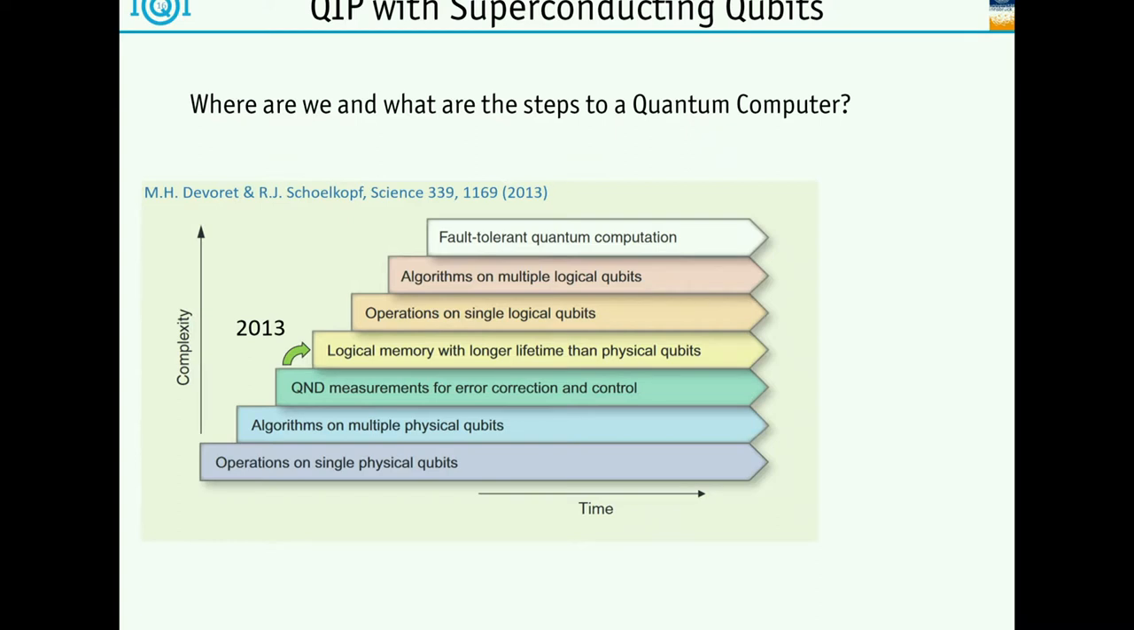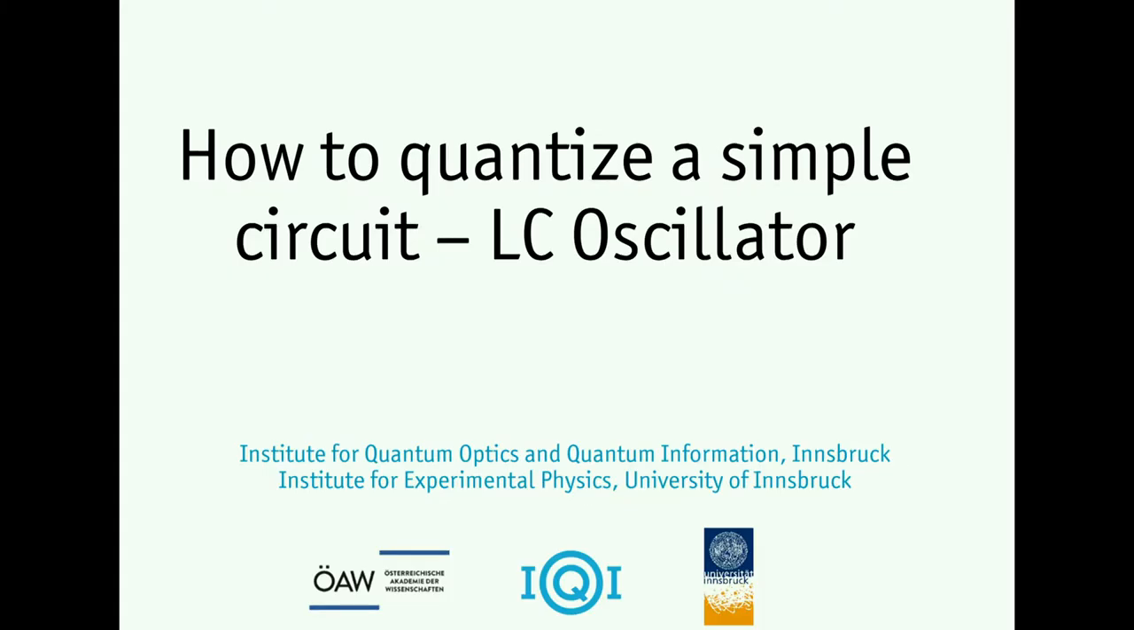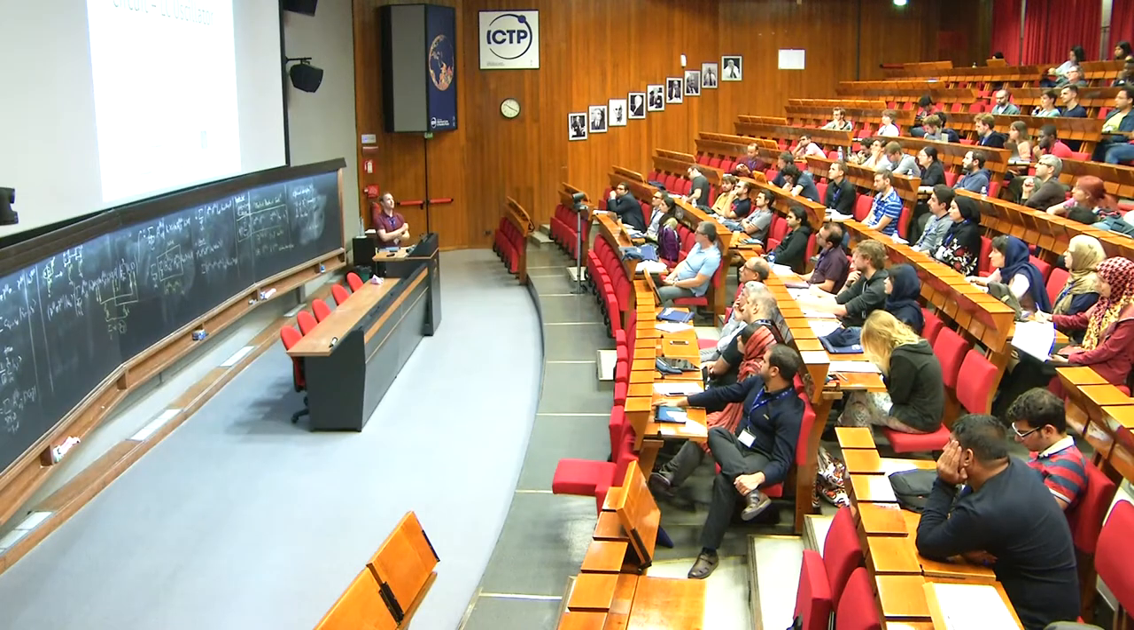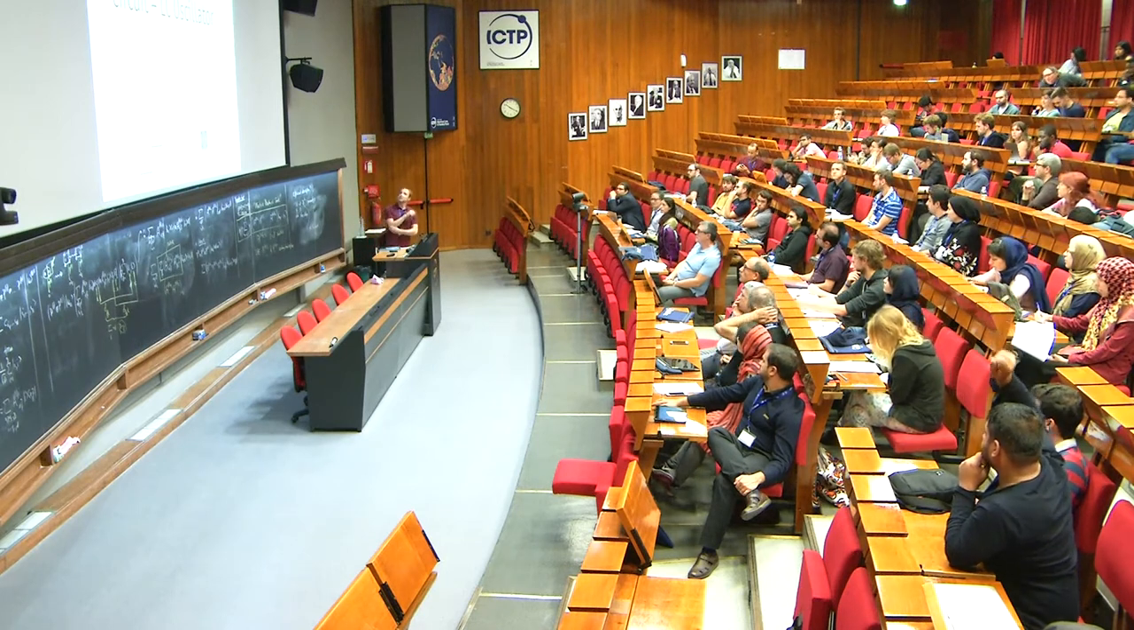Now in the lecture, I'll actually mostly be a little here, and mostly even down there, which really talks about how we do circuits, create qubits, and essentially get the right Hamiltonian. This is what it's about. Okay. Good, any questions so far? So this was all more or less a motivation.